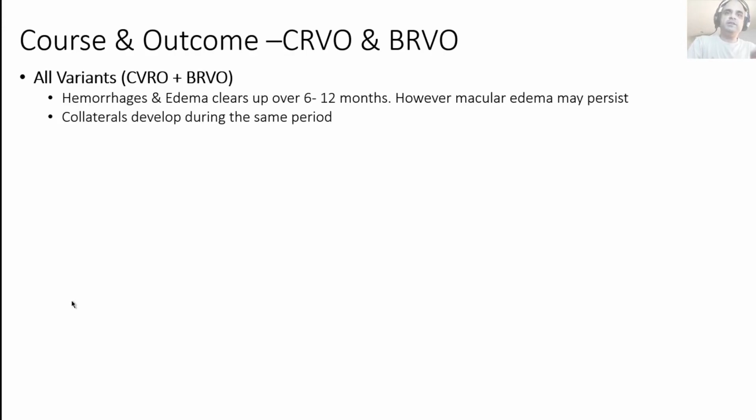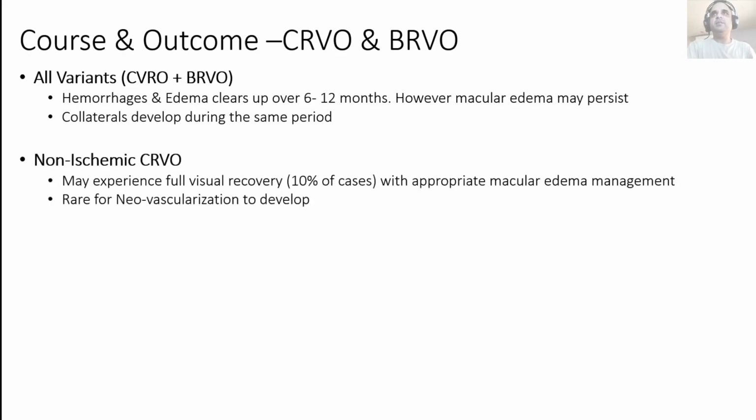In all variants, CRVO and BRVO, the hemorrhages and the edema tend to clear up between 6 and 12 months as collaterals develop, but there is a chance that some edema does tend to persist. In non-ischemic CRVO, there is about a 10% chance that the patient would have a full visual recovery with appropriate management of macular edema, not spontaneously, magically, auto-magically, no, by appropriate management, yes. And it's very rare for neovascularization to develop.